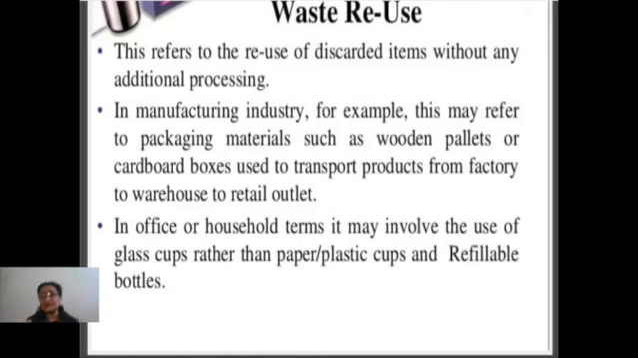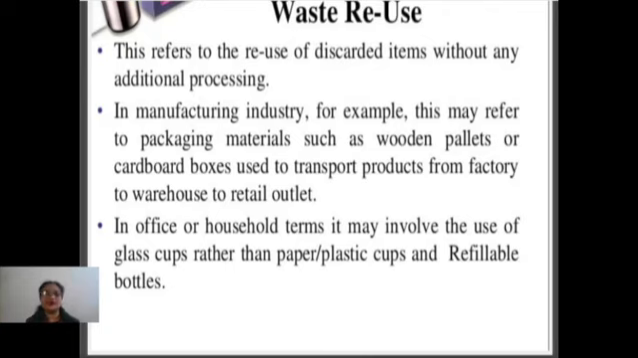Now, what is the third term which we have seen in the 3 R's, if you remember? One was recycling, number two was reducing, okay, and number three was reusing. Okay, this is the third one. Now what is waste reuse? This refers to the reuse of discarded items without any additional processing. We are not processing it, we are using it in its original form only.